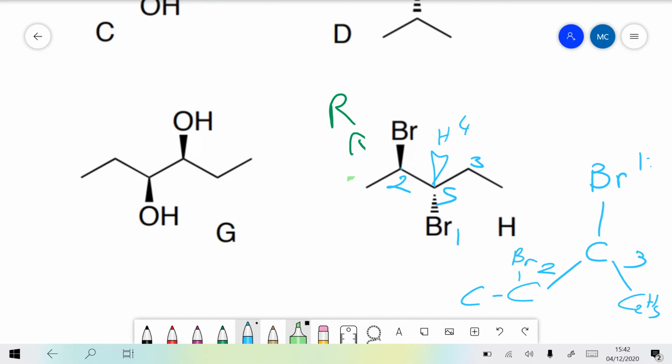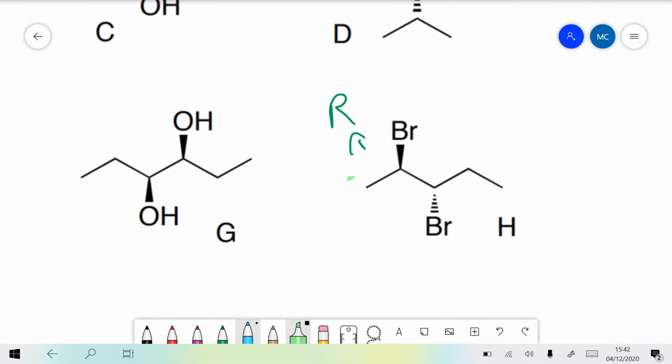Something else you might want to do is, instead of trying to put everything at the back and the hydrogen at the back, forget the hydrogen. Assign the priorities nonetheless. So hydrogen would be at the back. So you need to assign 1, 2, 3. So this would be 1, 2, 3. Assign that, now that is clockwise. Therefore, R.